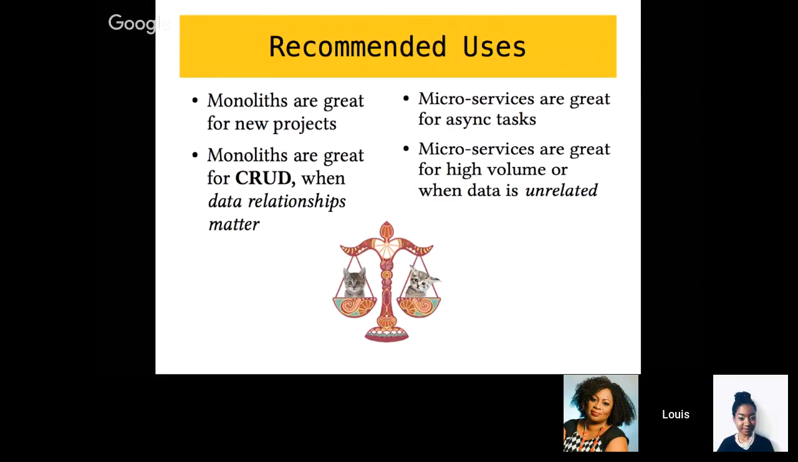Now, on the other hand, microservices are great for asynchronous tasks. As you saw on Tuesday, I believe, with Erwin and the functions in Azure, doing asynchronous processing is something that these functions as a service really excel at. They're also great for high volume or when the data is kind of unrelated. For instance, a messaging system. If you just want your users to be able to send simple messages back and forth, maybe that just needs to live in a NoSQL database, and you don't really care, other than a user ID, what those relationships are.